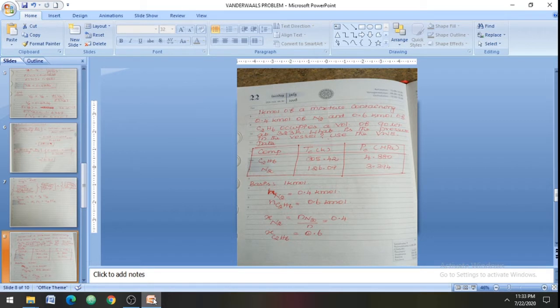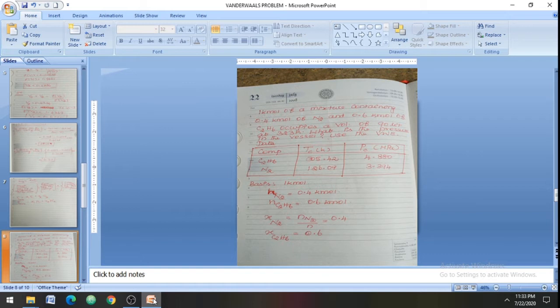Now we are going to discuss the sample problem of critical constants. So this is the problem. 1 kilomole of a mixture containing 0.4 kilomole of nitrogen and 0.6 kilomole of C2H6 occupies a volume of 90 liter at 323 Kelvin. What is the pressure of the vessel, using the Van der Waals equation?